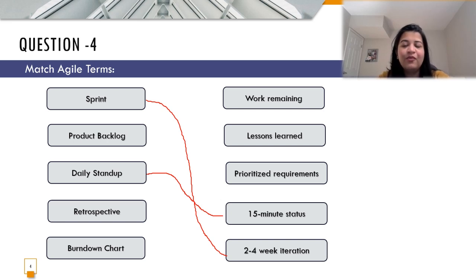What did you do yesterday? What are your impediments, in regards to any blockers that you have? And what's the status of the task that you're working on? So that is what daily stand up is all about.